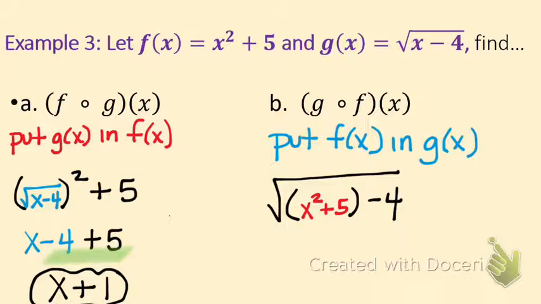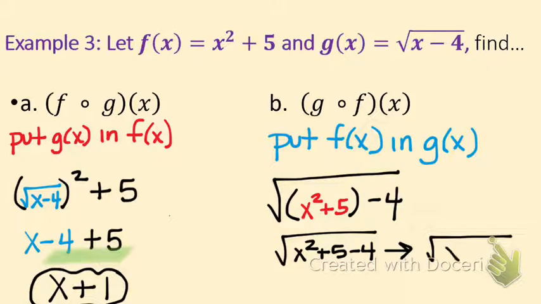So now you're going to simplify what's underneath your square root. And notice that there isn't anything on this parentheses. In other words, there's not an exponent, so I can just get rid of the parentheses. So that'll be x squared plus 5 minus 4, which is going to simplify down to x squared plus 1.